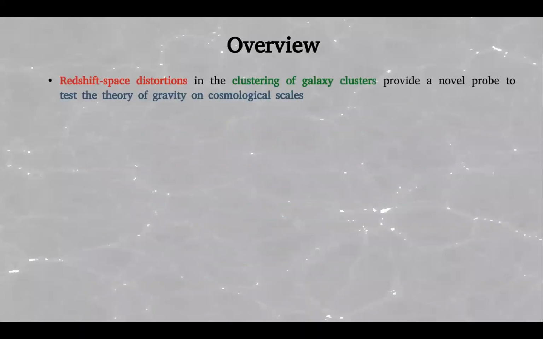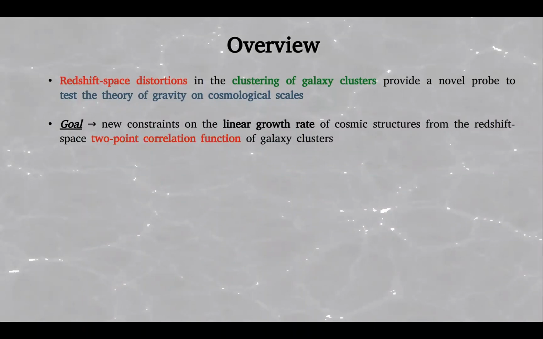Okay, so this is a brief overview of this talk. I will first of all explain what redshift-space distortions are and why we use clusters for this analysis, and I will show you how we can use this as a novel probe to test gravity theories on the largest cosmological scales. And so this is a sort of test also of space-time structure, because we know that gravity is the structure of space-time.